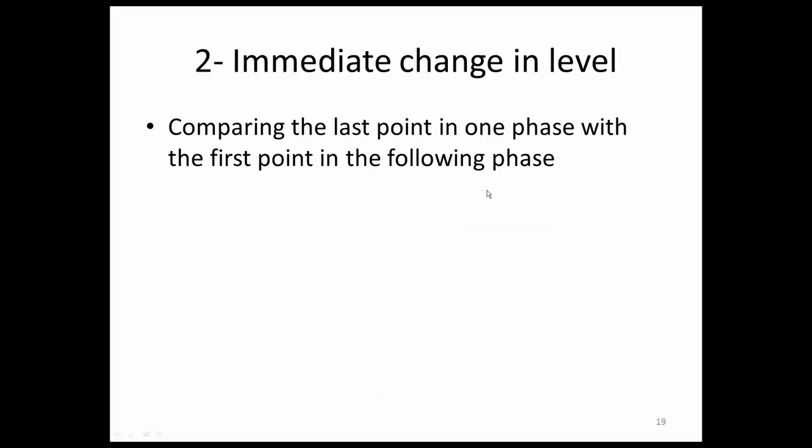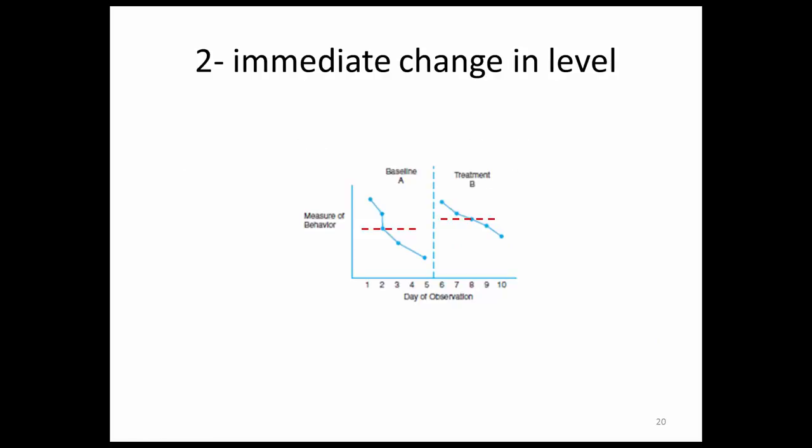The second situation is immediate change in level, which means, unlike the previous example, the average level is not really or significantly different after you start your treatment, but the first time or the first day you start your treatment you see a big change. But the effectiveness goes away as a result, so the average change is not significant. The overall change is not significant.